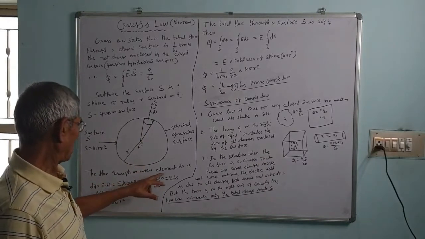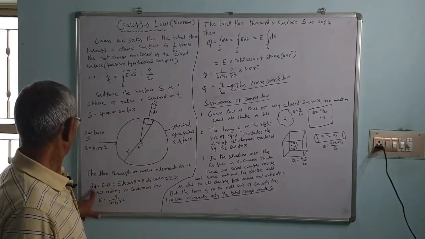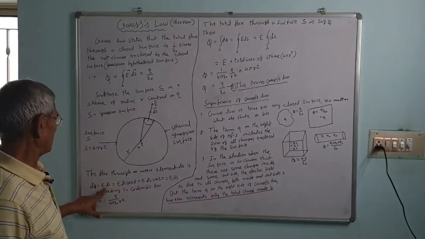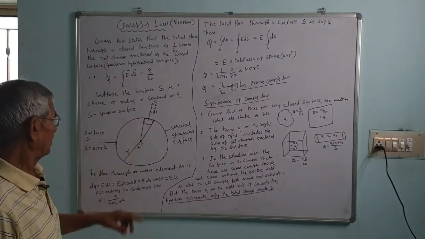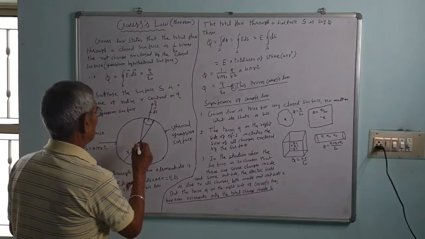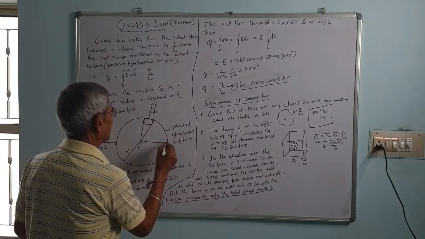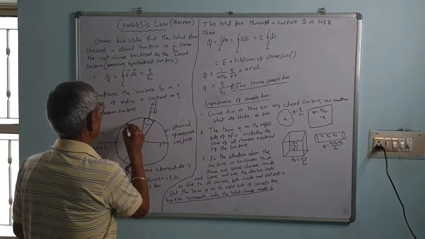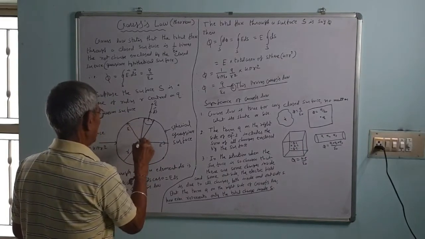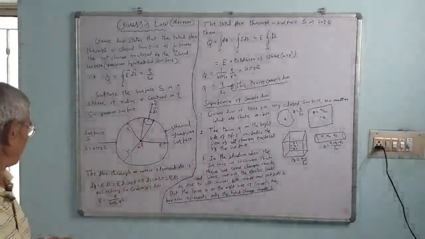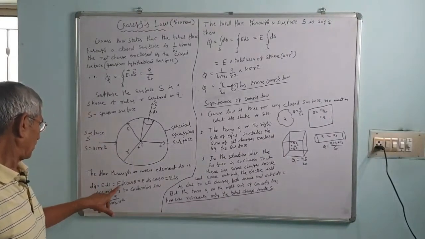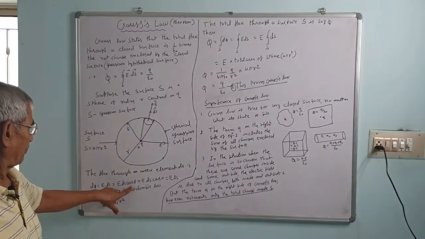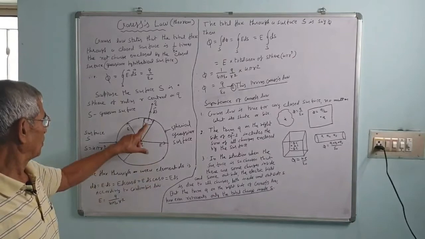The flux through the area element ds is given by d phi is equal to E dot ds. E is the electric field radially outwards. We know the electric field is always radially outward, that is normal. This is the E field direction. You can take it in any direction. That is equal to E ds cos theta, that is E ds cos 0.